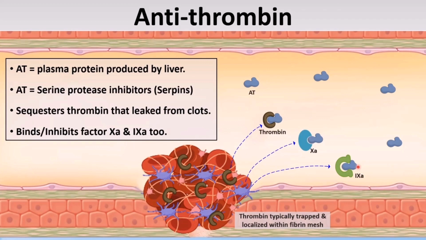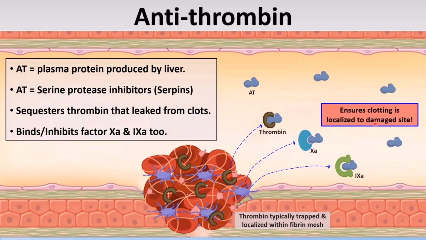antithrombin too. So with this, you can see that clearly there are multiple mechanisms to ensure that clotting is really localized only to the damaged vessel, and anything that leaks out will be quickly sequestered and inhibited so that thrombosis does not happen.